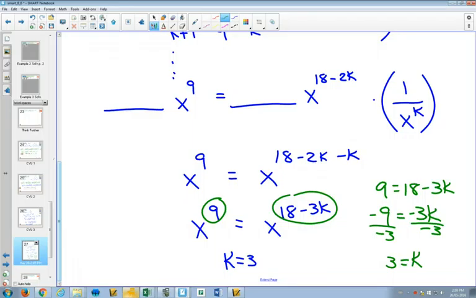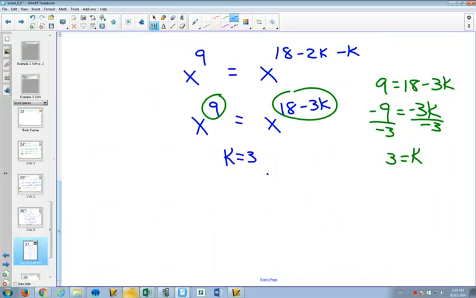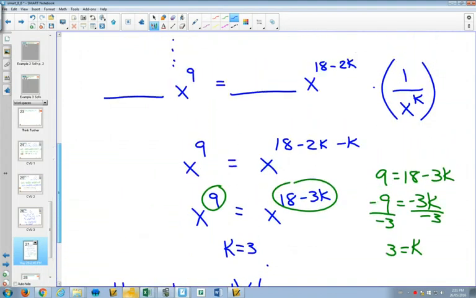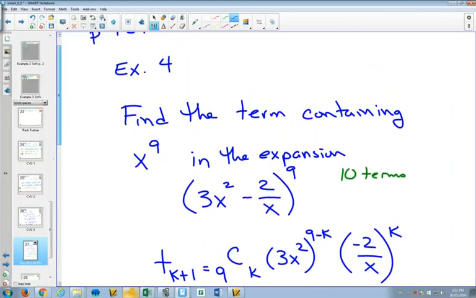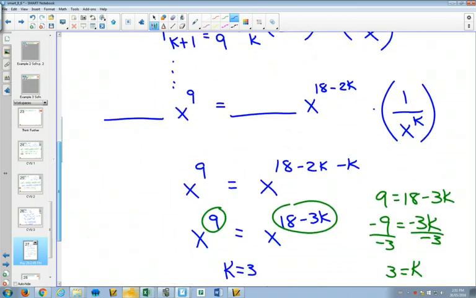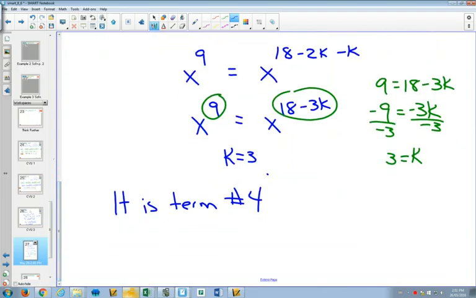Once you find out k is equal to 3, what does that tell you? It is term number what? Term number 4, because k is always 1 less than the term number. Sometimes they'll ask you which term. Sometimes the question will say find the term. When it says which term, you'd be fine to say it's the 4th term, and you'd be done. But if it says find the term containing, we're not done. Now we have to actually find out what term 4 was.